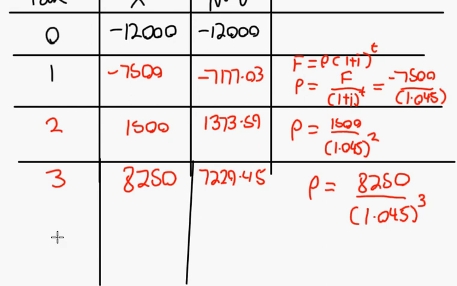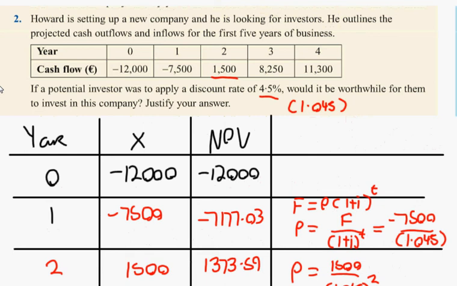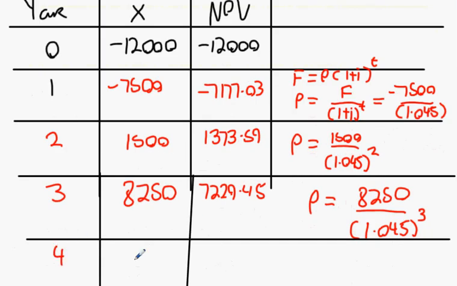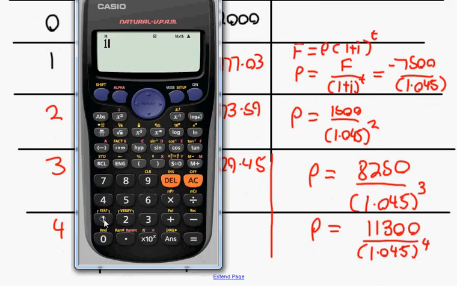Okay, and finally, what's the last one? It's 11,300 in 4 years' time. So €11,300 in 4 years' time. So what's the present value then? 11,300 divided by 1.045 to the power of 4, yeah. So what do you get? 9,475.74.